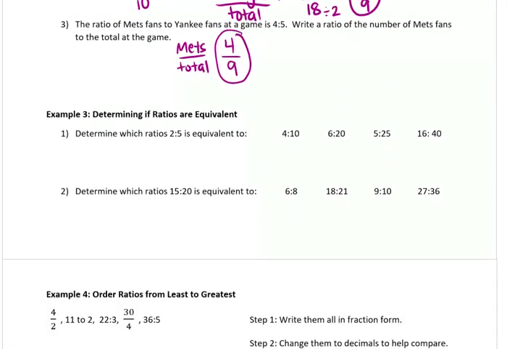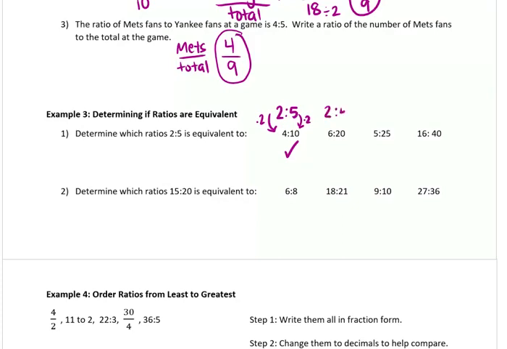Example 3, we're going to determine if ratios are equivalent, okay, if ratios are equal. So it gives us a ratio, we need to figure out which of these options it is equivalent to. Okay, so with ratios, we're always looking to see, can we multiply or divide our numbers in the same way to get that answer? So I'm looking at this, if I have 2 to 5, to get to 4, I would multiply by 2. If I try to do that to the other number, 5 times 2 is also 10, so that would be an equivalent ratio.